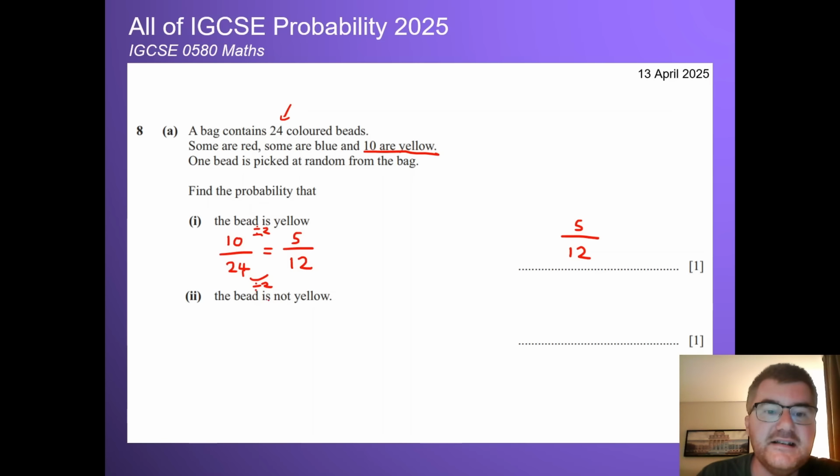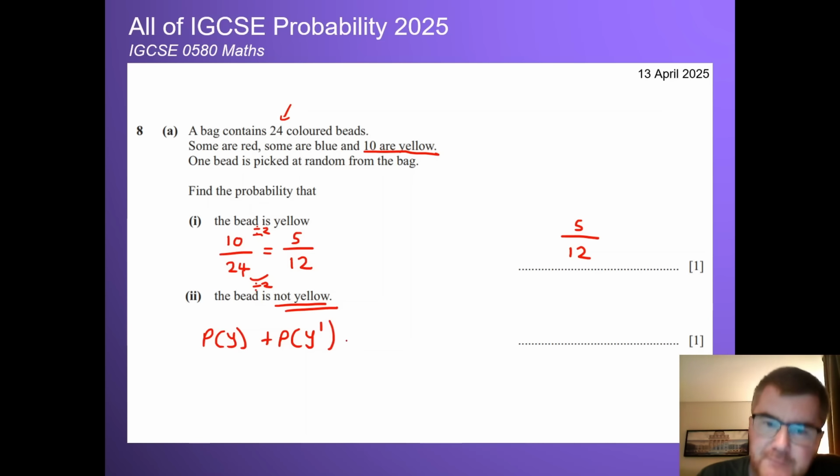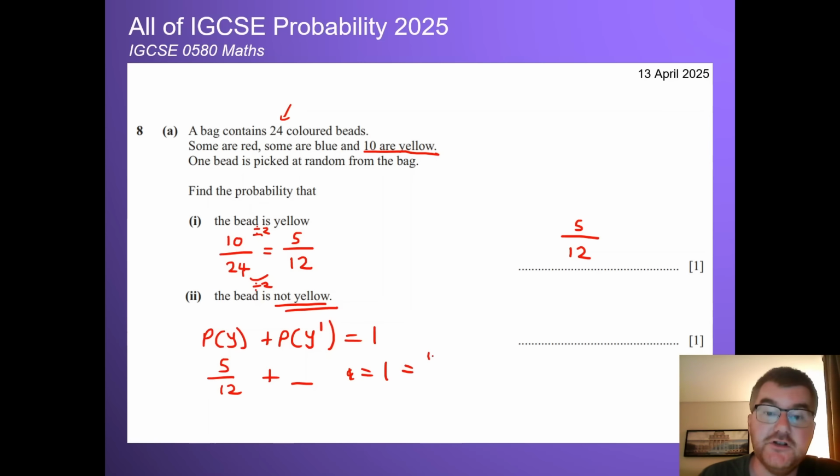Now we've got the probability that the bead is not yellow. Remember, all probabilities have to add up to 1. So the probability of yellow plus the probability of not yellow, which we write with this dash, again getting lots of useful tips in this video, is equal to 1. So if we've got 5 over 12, we need to add something to it to make 1. Remember, 1 is the same as 12 over 12. So what do we add to 5 to get to 12? Well, that's going to be 7 over 12. So we can write in 7 over 12.